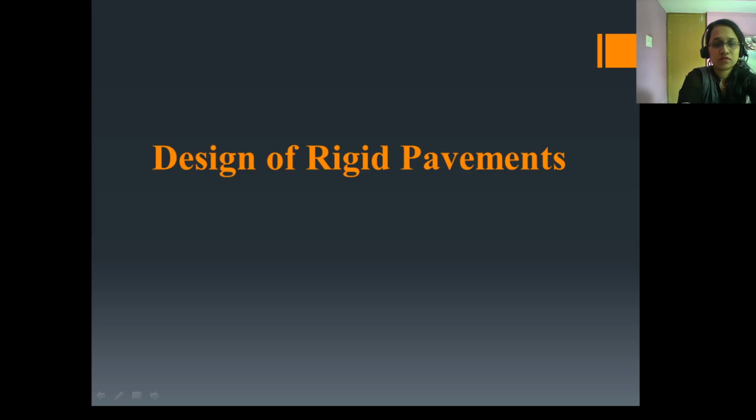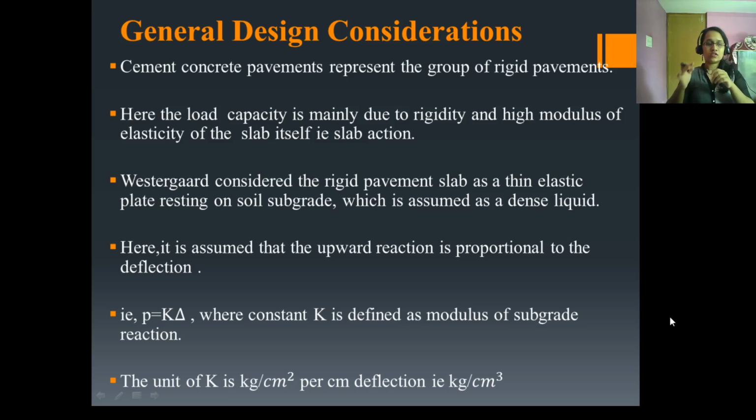So today's lecture is on design of rigid pavements. Rigid pavements do not flex much under loading like flexible pavements. They are constructed using cement concrete. In this case, the load carrying capacity is due to the rigidity and high modulus of elasticity of the slab. H.M. Westergaard is considered one of the pioneers in providing the rational treatment of rigid pavement analysis.